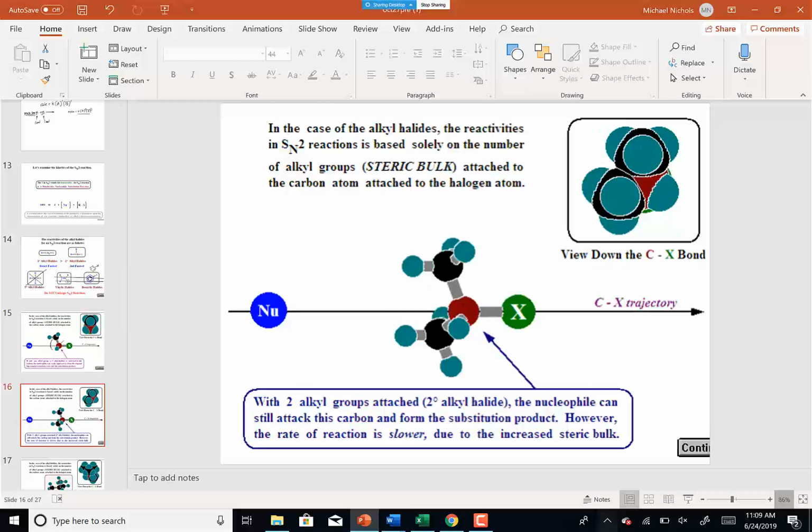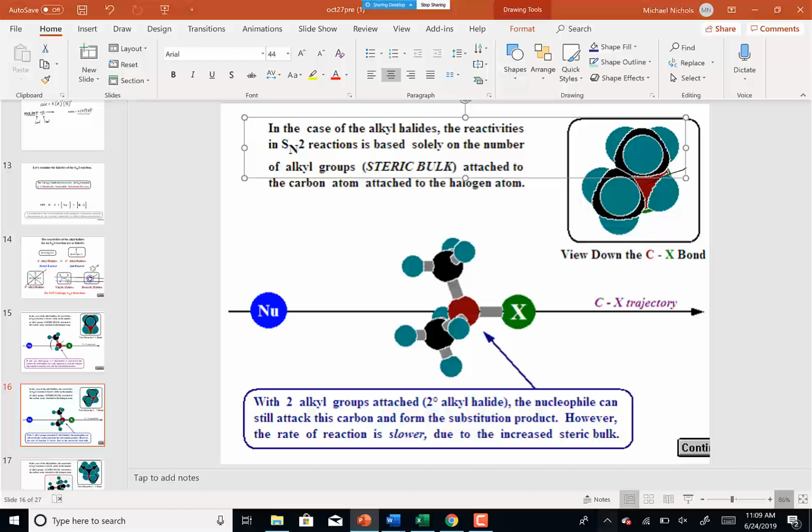But if we go to a secondary halide, you can see that getting to that carbon as the nucleophile is more difficult. So what's that going to mean? It's going to mean that it's going to take more energy. If it's going to take more energy, what's it going to take? More time. So that reaction is going to go slower than a primary at exactly the same temperature.